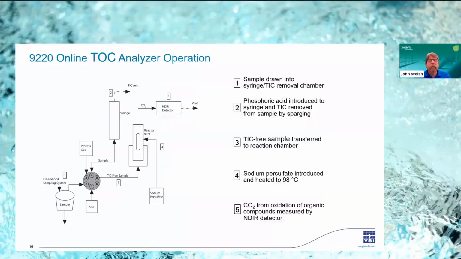A quick tour through a schematic diagram, how it works. As I mentioned, sample is drawn through the syringe into the TIC removal chamber. Acid is added. The CO2 that's generated in that reaction is vented overboard. The TIC-free sample is then transferred to the reaction chamber, which is held at 98 degrees C. Sodium persulfate is delivered through the persulfate pump. CO2 from oxidation of organic compounds is then measured directly by the NDIR detector.